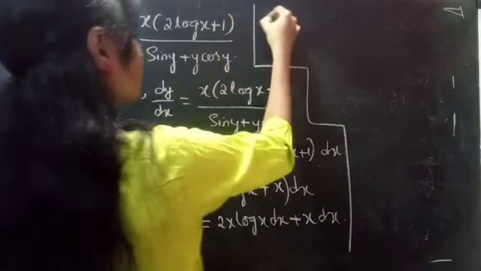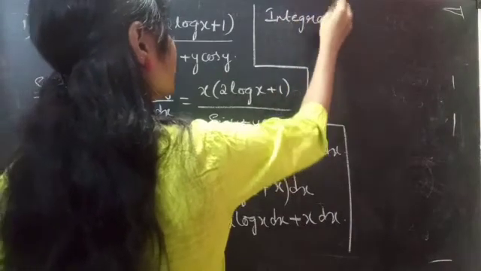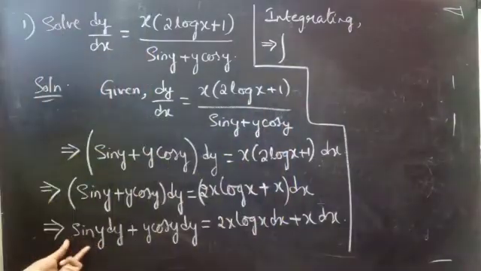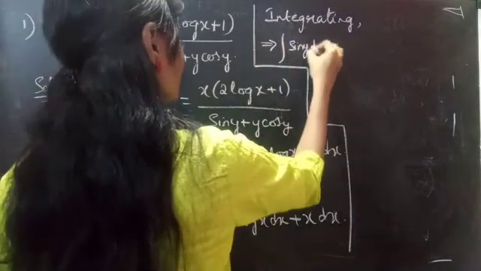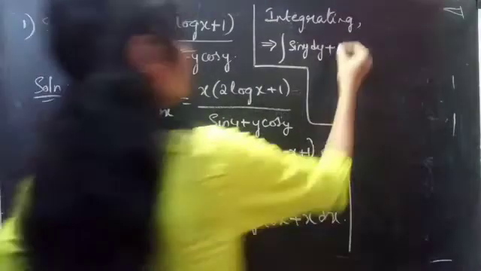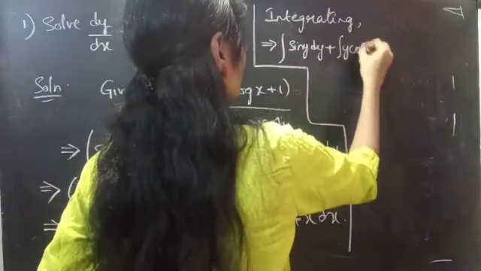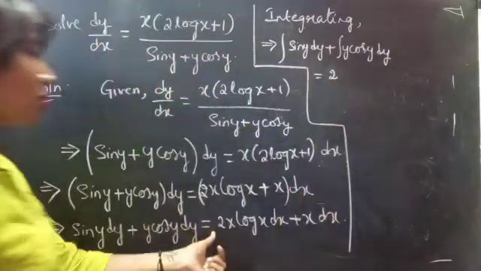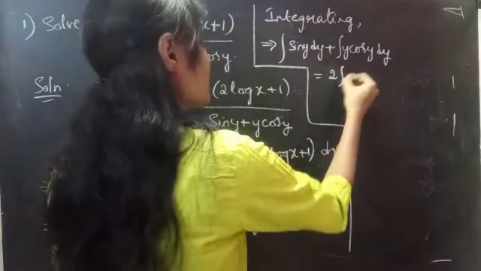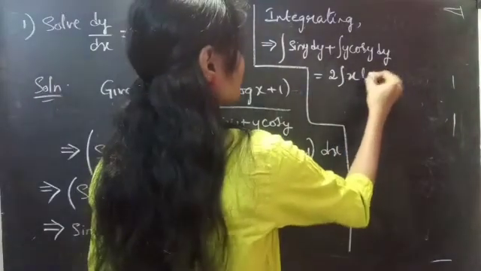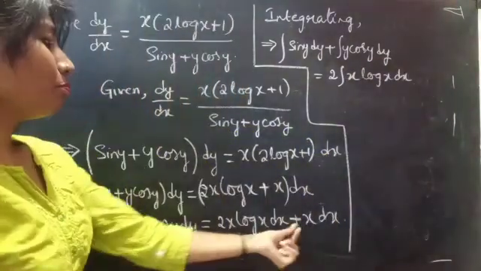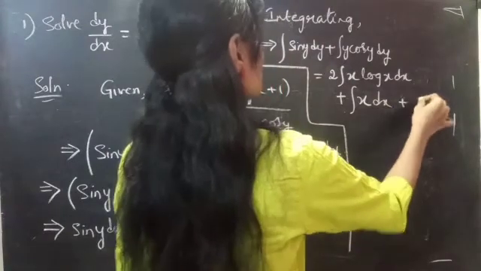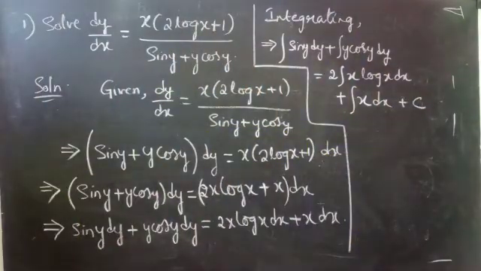Now integrating on both sides, which implies integral sine y dy plus integral y cos y dy equals, since 2 is a constant, I'll take it out, 2 into integral x log x dx plus integral x dx and plus some arbitrary constant c. Okay.